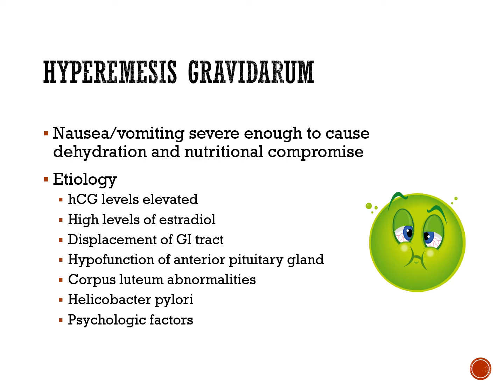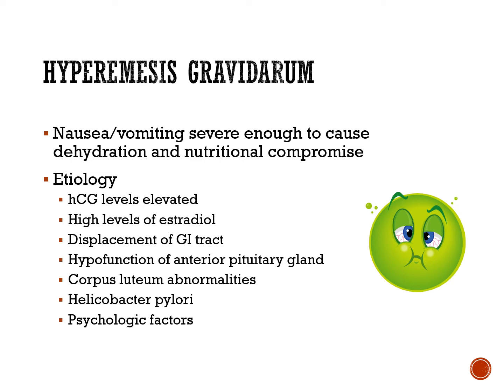So next we're going to talk about hyperemesis gravidarum. On page 298 in your book, it talks about hyperemesis. A lot of women experience nausea and vomiting, but hyperemesis gravidarum is excessive nausea and vomiting, and for most women who have this, it does not fully resolve before delivery. So you have nausea and vomiting severe enough to cause dehydration and nutritional compromise. They lose 5% of their pre-pregnancy weight, so they definitely do not even gain weight.